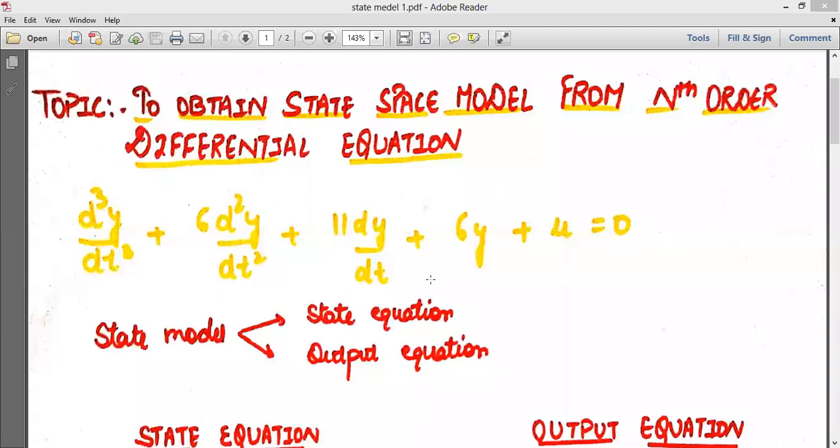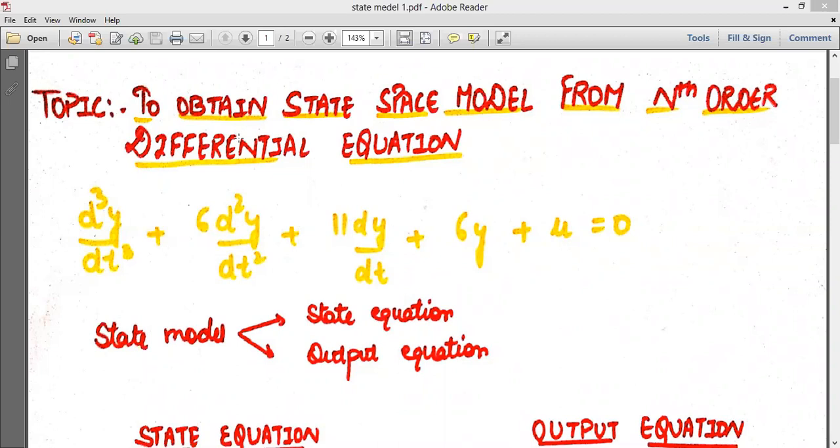Hello students, today we are going to start the topic of how we obtain the state space model, or state model, from the differential equation. Here I have taken an example to show you how we represent this in the differential equation form. So this is the differential equation I have taken.